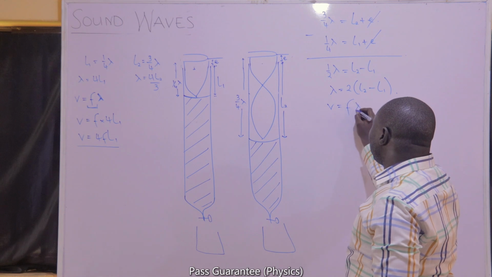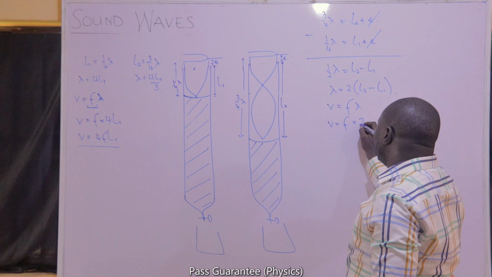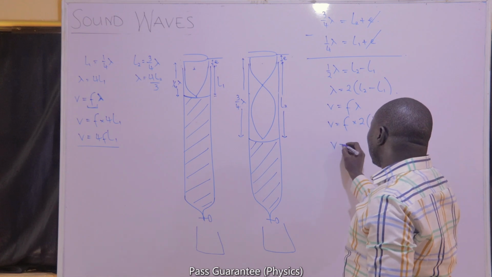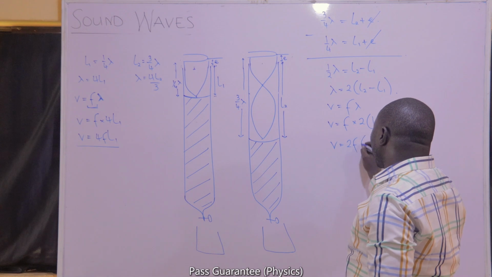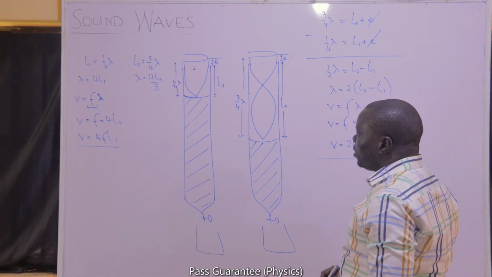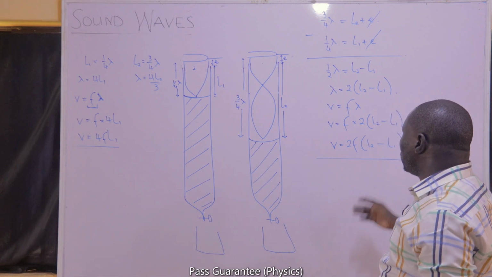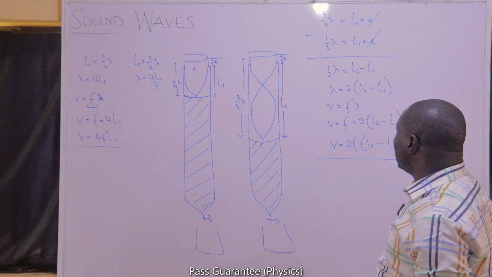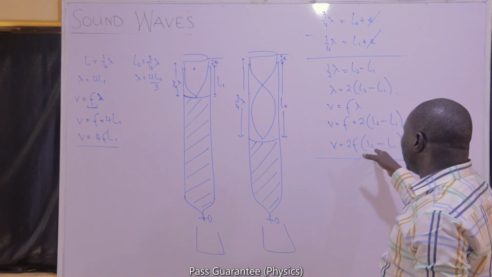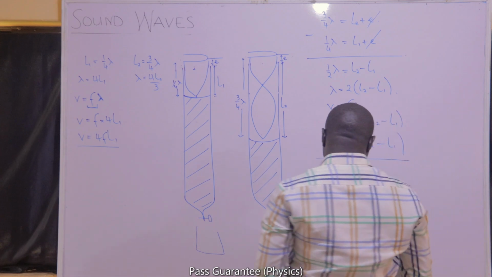If V is equal to F lambda, it means that V must be equal to F multiplied by 2(L2 minus L1), and that should be V is equal to 2F(L2 minus L1). And that is the formula that we are going to use to find the velocity if there is end correction. We can also use this formula if there is no end correction, but this is more appropriately used if there is end correction. And even with this formula, we can now get more resonance positions.